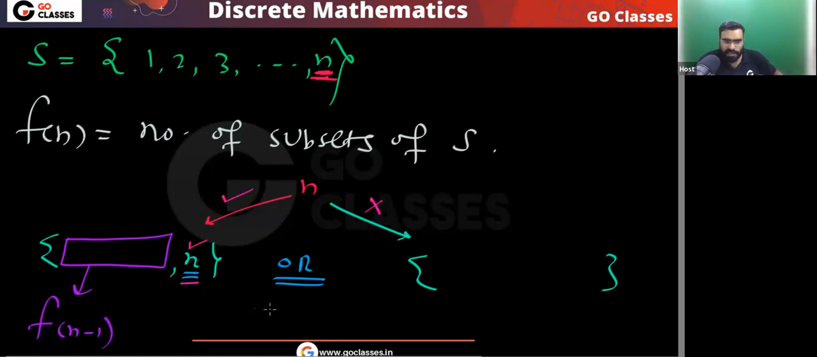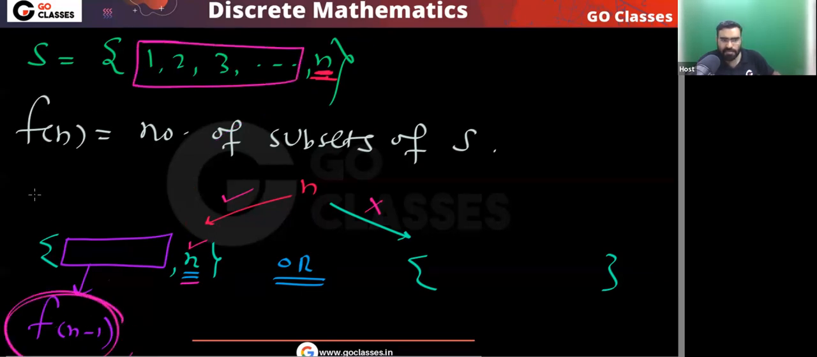I have already taken n. This n I have already put in my subset, so it is already there in my subset. Now from the remaining elements, I can create a subset.